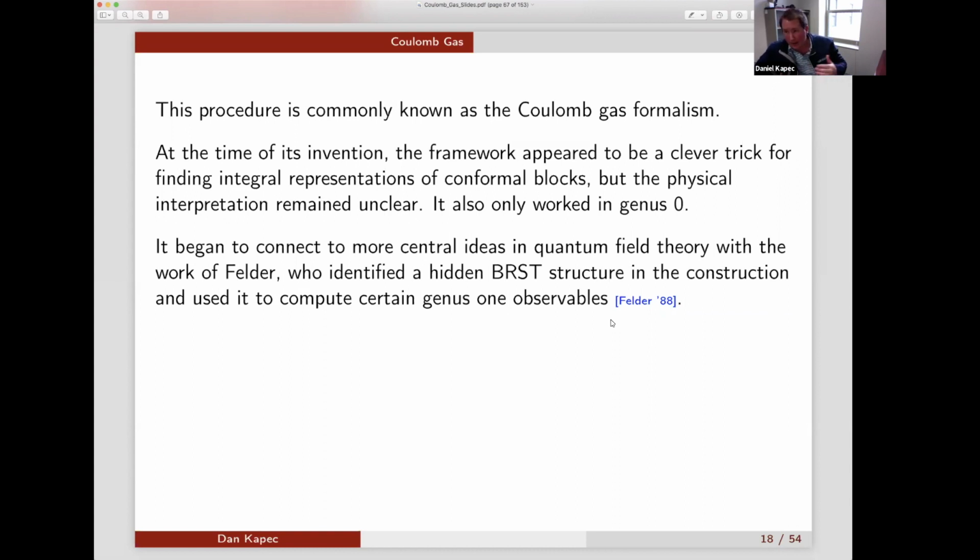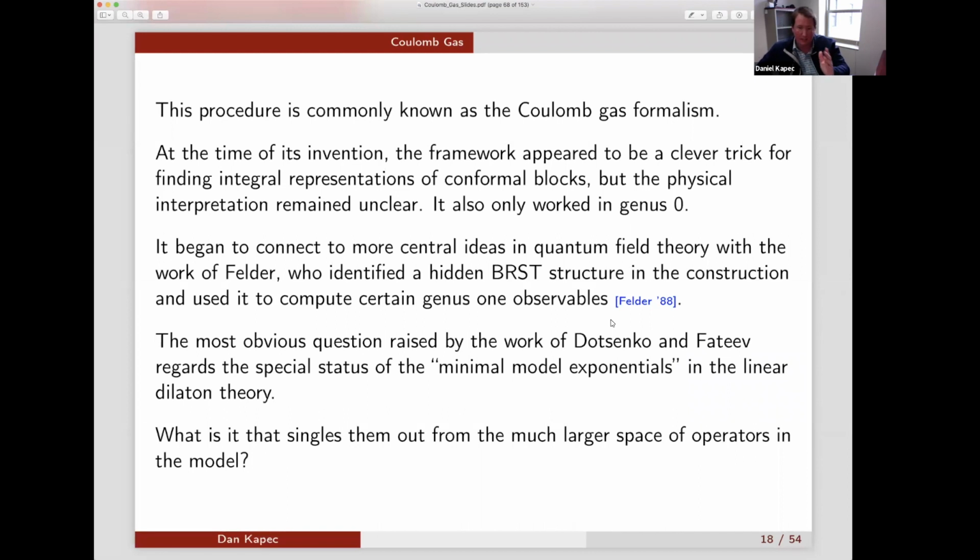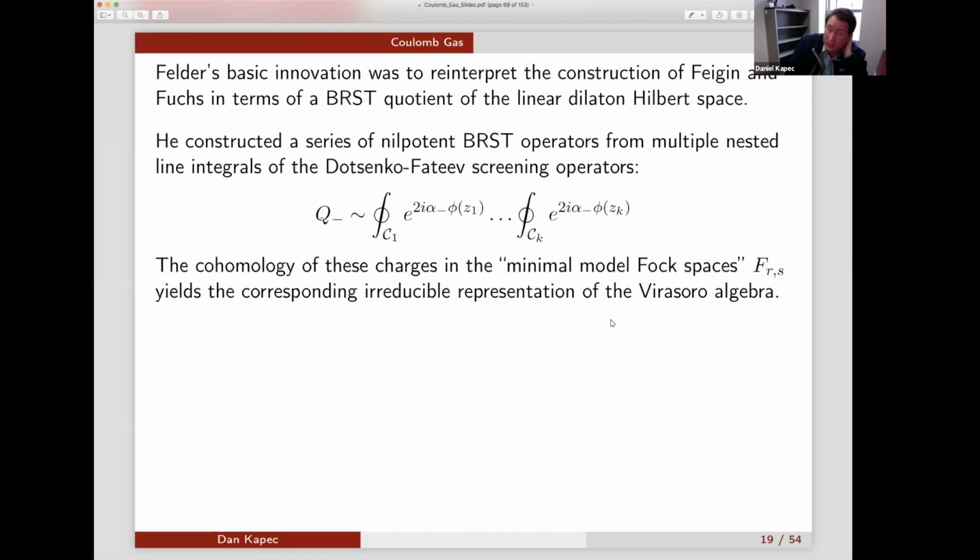And once you know how to project out all of the extraneous unwanted states in the linear dilaton, then you can start to compute things on higher genus surfaces. So he was able to compute some genus 1 observables. So let's say basically what he did. The most obvious question after the work of Dotsenko and Fateev is, what is the special status of these minimal model exponentials? What singles them out from the much larger space of operators in the model?